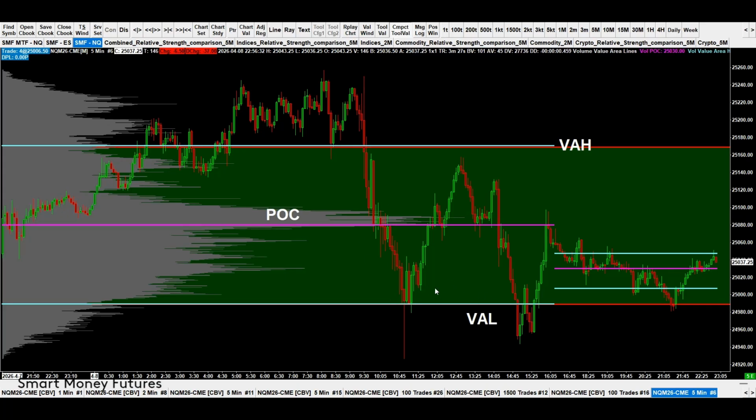The third mistake is trading in the middle of value. This is where a lot of new traders lose money. They get an idea, they enter near the POC or mid-value, and they have no structural edge. There is no meaningful asymmetry there. No clear invalidation, no strong target logic, just noise.